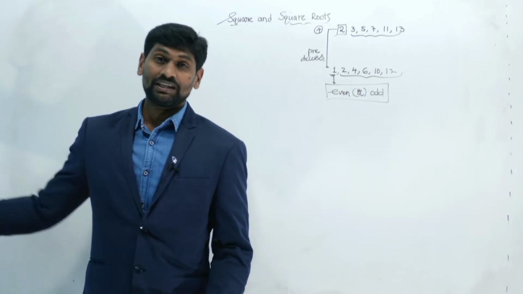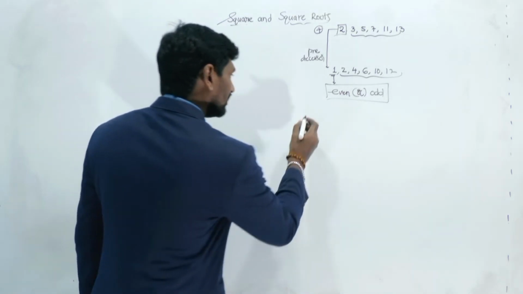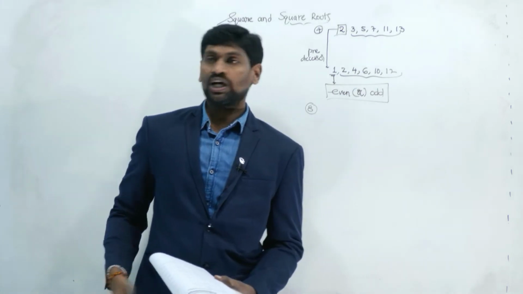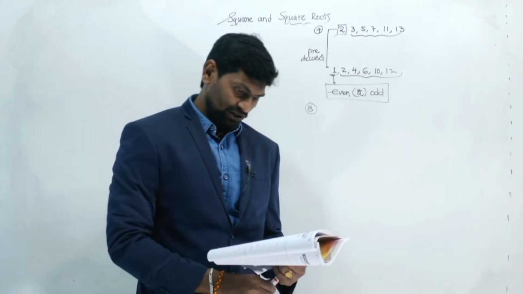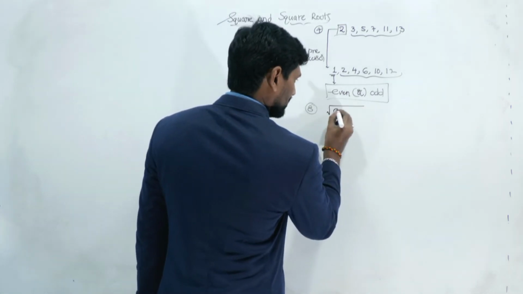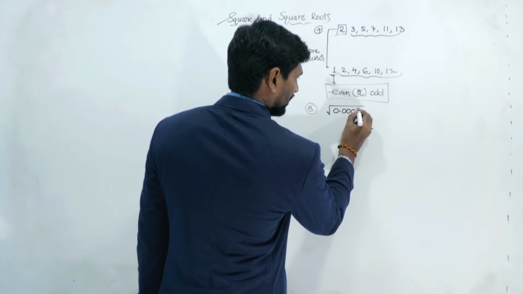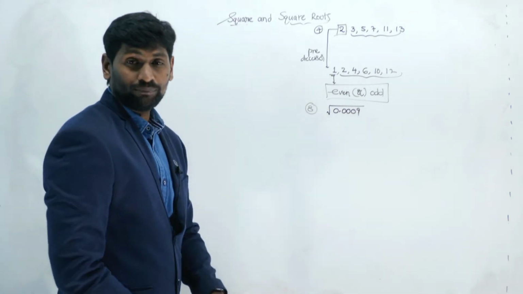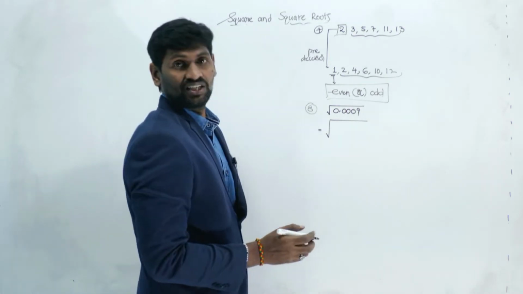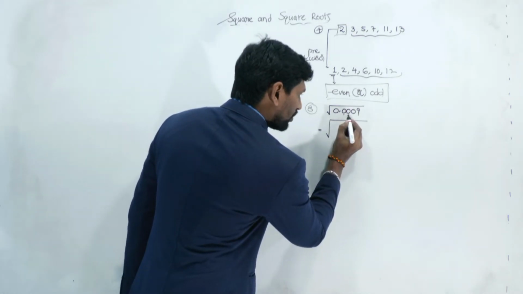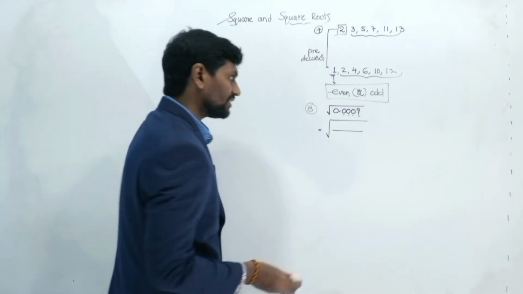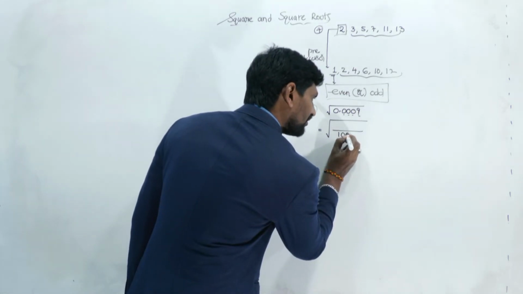Next, coming to question number 8. The 8th question is square root of 0.0009. Now I am going to convert this decimal number in the form of fractions. So point after how many decimals? 1, 2, 3, 4. 4 decimals means while you are converting into fractional form, denominator 10,000 will come.